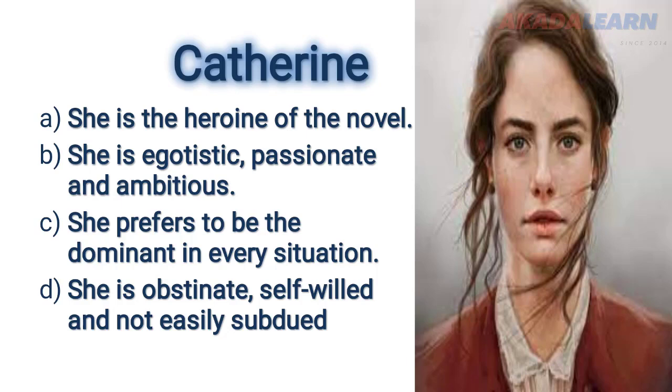She's obstinate, self-willed, and not easily subdued. So you see that despite everything that happened to her, she had a will of her own. She had a will. She married Edgar because she felt some form of liking for him. If she did not, she wouldn't have ended up with Edgar. Nothing on earth would have made Katherine marry Edgar Linton. But she felt she had something.